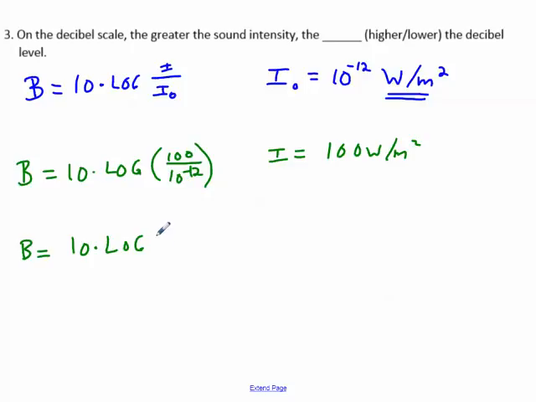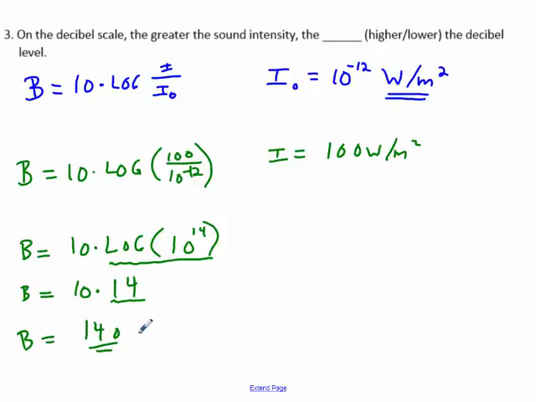100 divided by 10 to the negative 12 is 10 to the 14th power. We're just simply taking a calculator and finding out what that is. It's 1 times 10 to the 14th power. Our decibel level is 10 times log base 10 of 10 to the 14th, which means 10 to what power is 10 to the 14th? Has to be 14. So this log evaluates to 14 right there. Now we just multiply by 10. Our decibel level is 10 times 14, which is 140 decibels. And there's our measurement, 140 decibels.